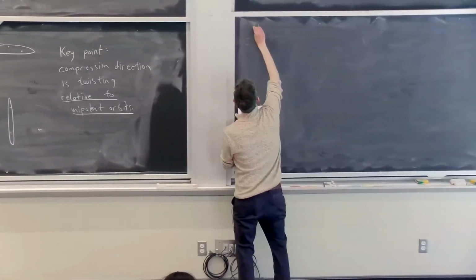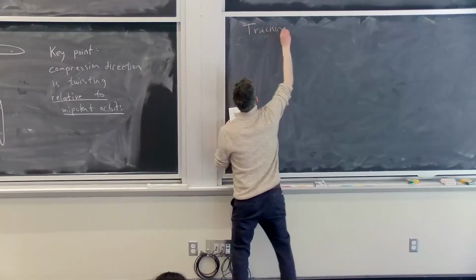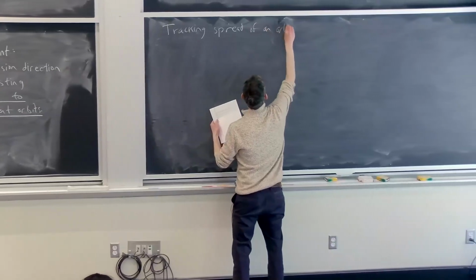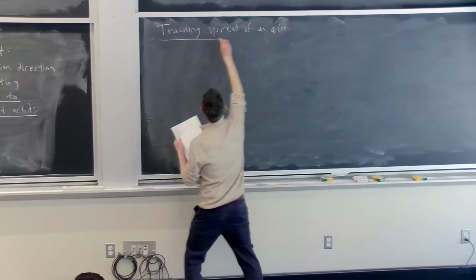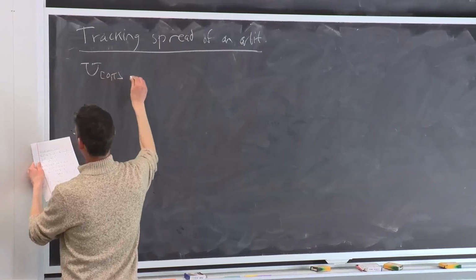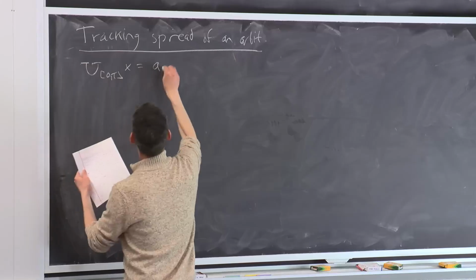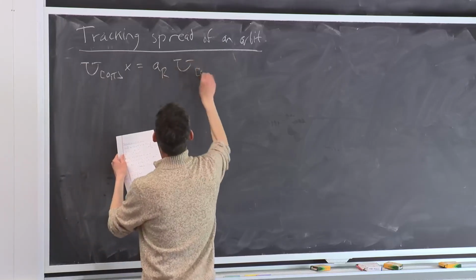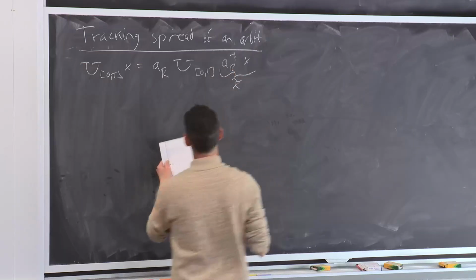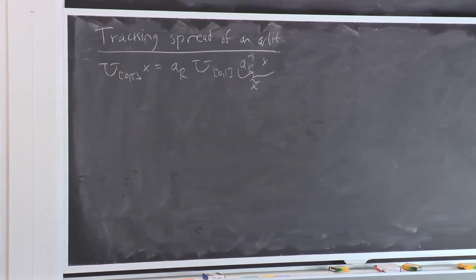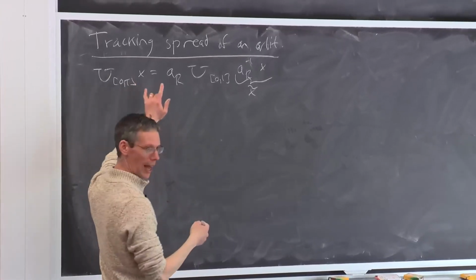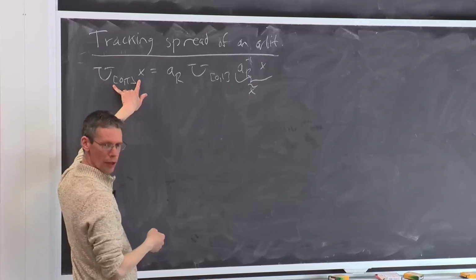OK, so let's call this tracking the spread of an orbit. All right. So remember that we had this u0t of x is AR u01 AR inverse x. Let's call this guy x tilde. Now, there was a discussion last time. What happens if this orbit here is periodic?